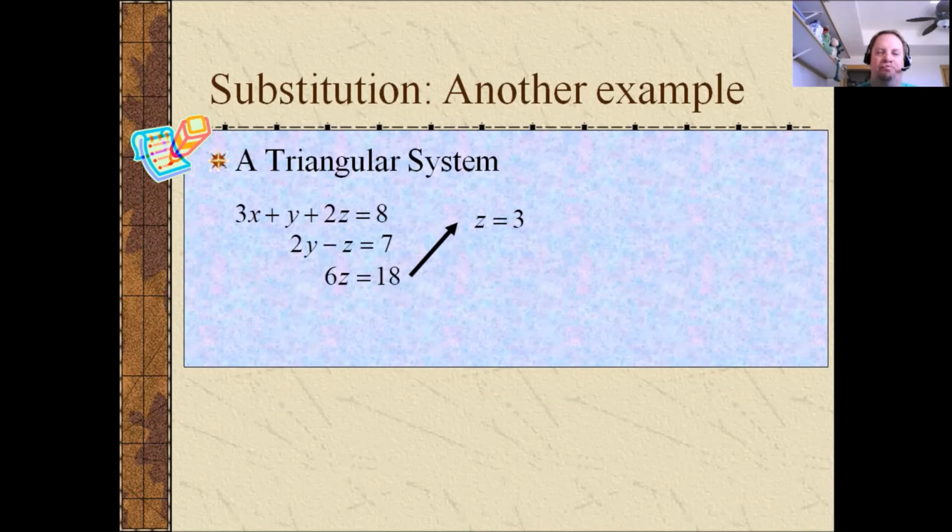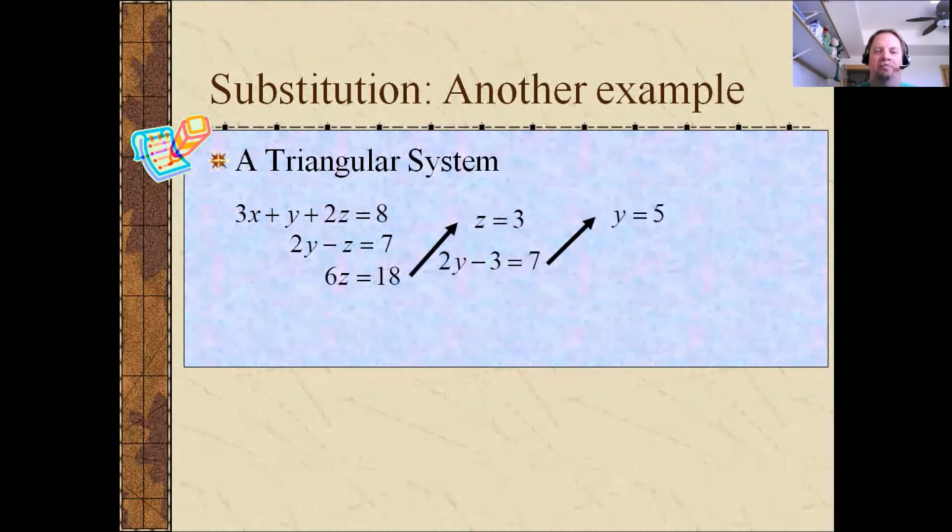Here's the substitution part, and I can solve for Y. Add 3 to both sides, divide by 2, and we find that Y equals 5. Now that I know the values for Z and Y, I can substitute those into the top equation to find a value for x.